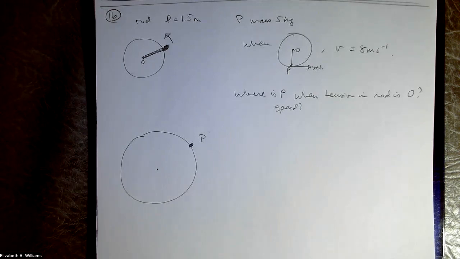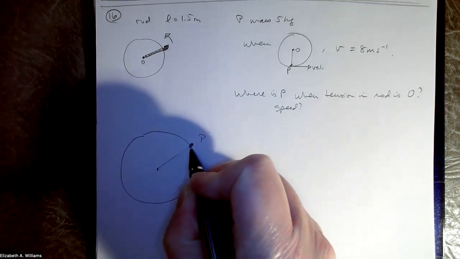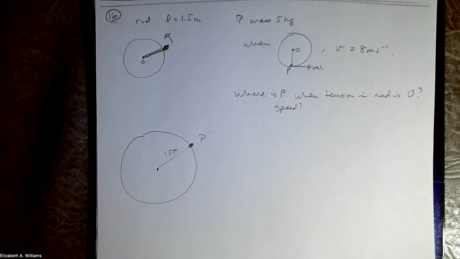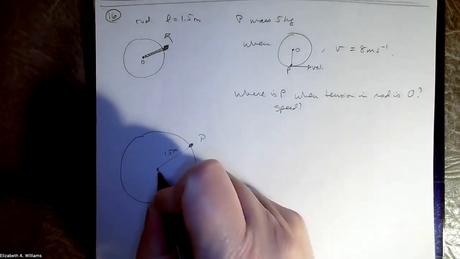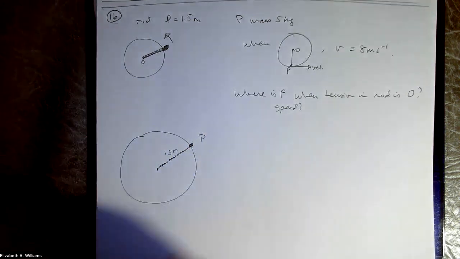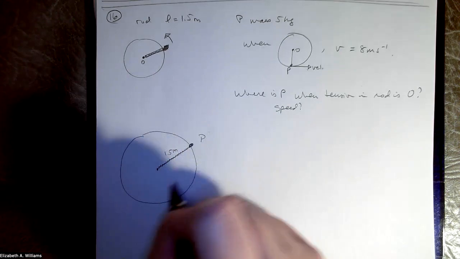Let's say it's there. Then I know some things about the story. I know that this distance is 1.5 meters. That's the radius of the rod. I guess the rod is quite sturdy. There's the rod.